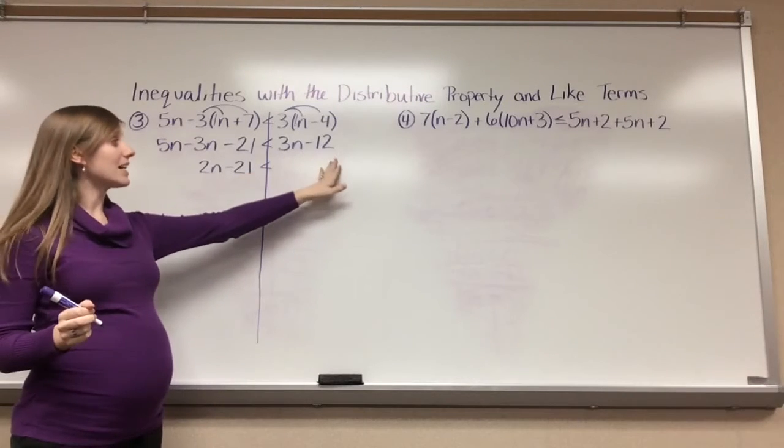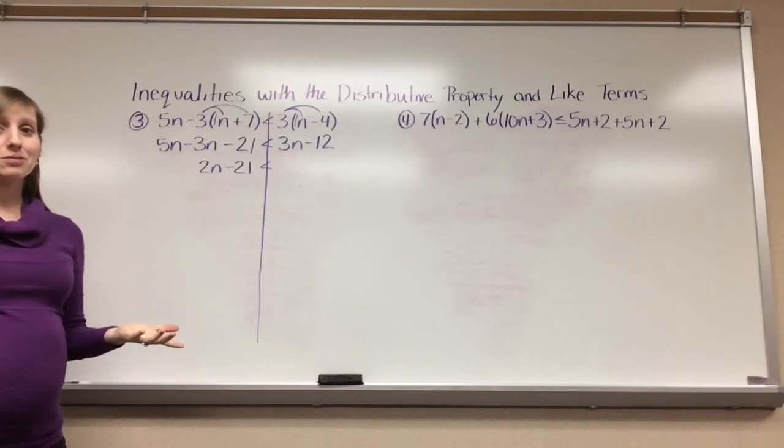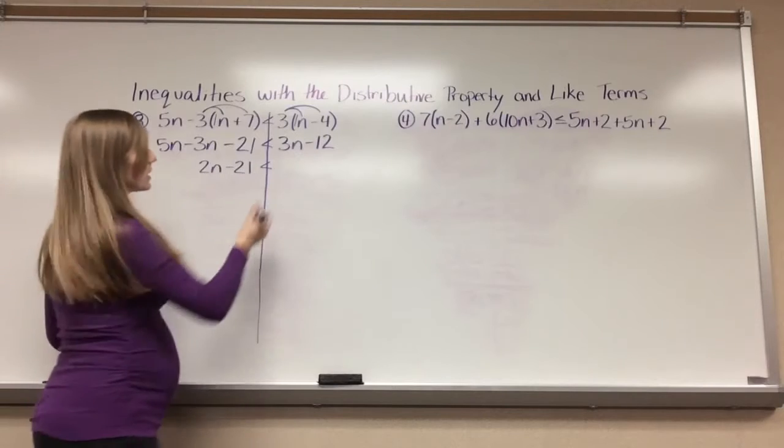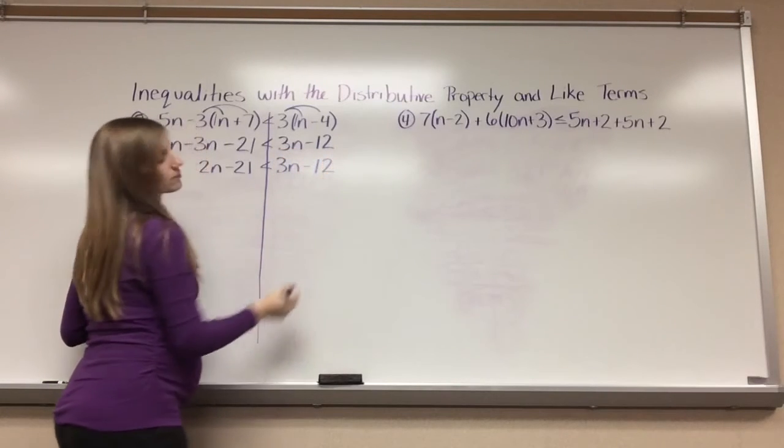If I look at the right-hand side, I have a 3n and a minus 12. Those are not like terms either. This one has an n, the 12 does not. So we're going to leave it as 3n minus 12.